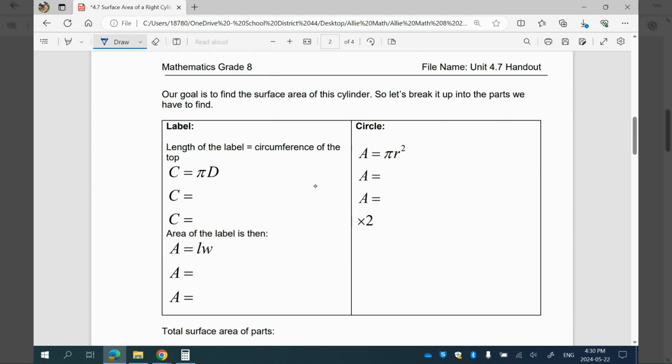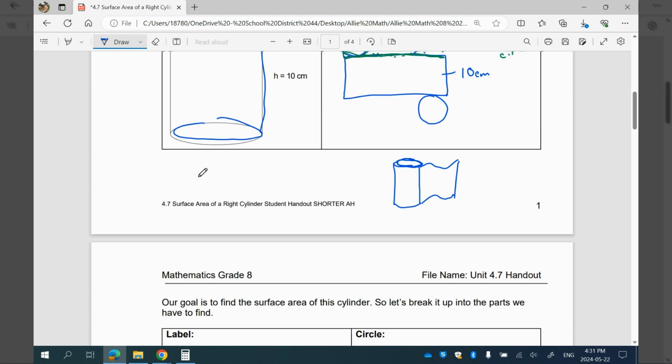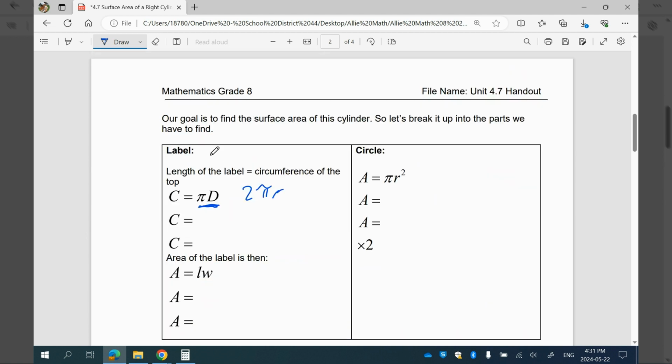The circumference equals pi times diameter. You could also write this as 2 pi r. Remember that twice the radius is the diameter, so you might see it as pi times d, and you might see it as 2 pi r. So the circumference in our example is pi times the diameter. Here it gives us the radius, which is 4, and we know that to get the diameter, we need to double that, so times 8.